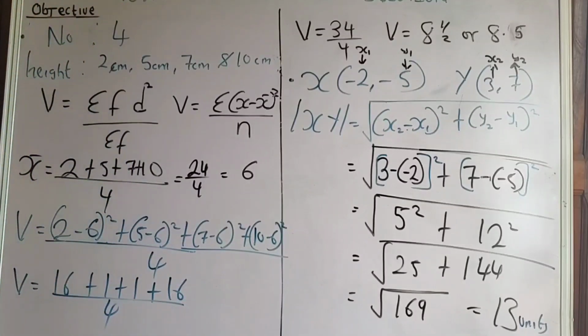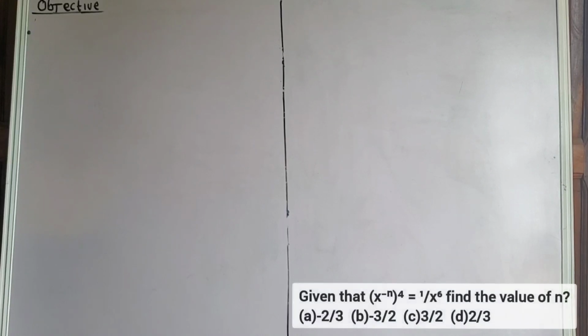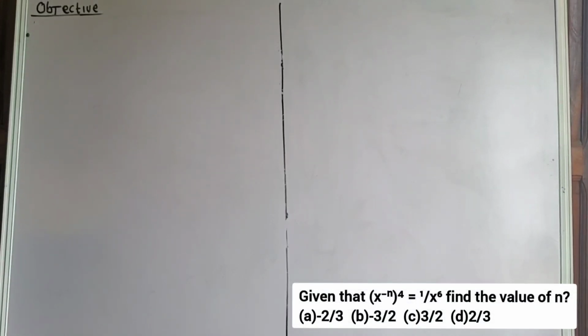Let's proceed to question number 5. Given that x to the power of -n, raised to the power of 4, is equal to 1 over x raised to the power of 6, find the value of n.